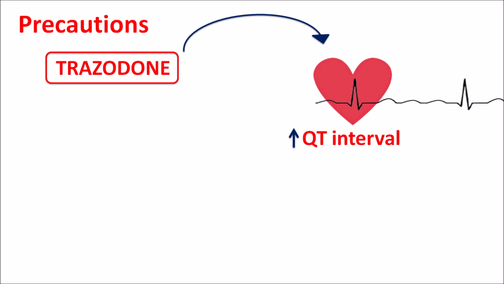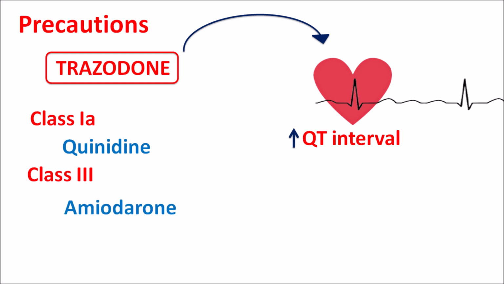Particularly, this risk is more pronounced with co-administration of other drugs, for instance, class 1A antiarrhythmics such as quinidine, class 3 antiarrhythmics such as ibutilide and sotalol. All these drugs can also increase the QT interval. So when these drugs are combined with trazodone, they can produce fatal cardiac arrhythmias.